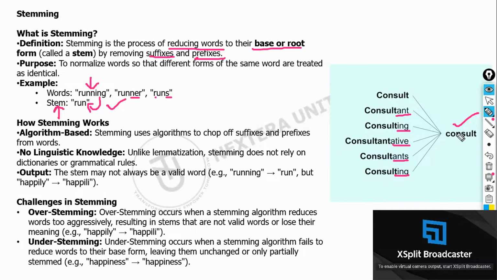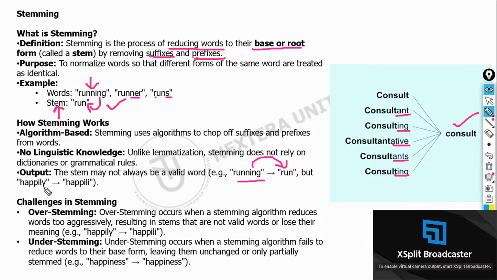Am I right? So in the majority of the cases, it fails. But in some cases, it works. I'll take a small example. If I take running and apply stemming on it, I'm getting the right stem word. Yes, I'm getting the right root word.